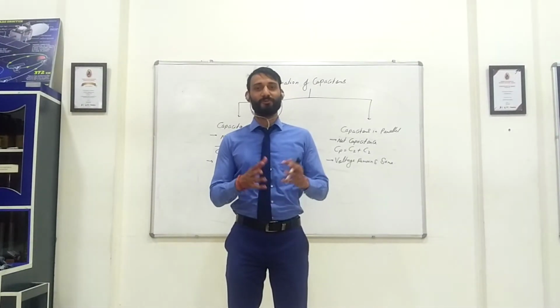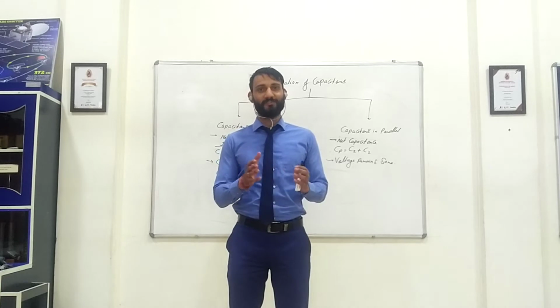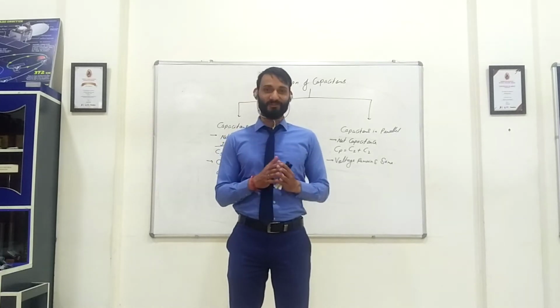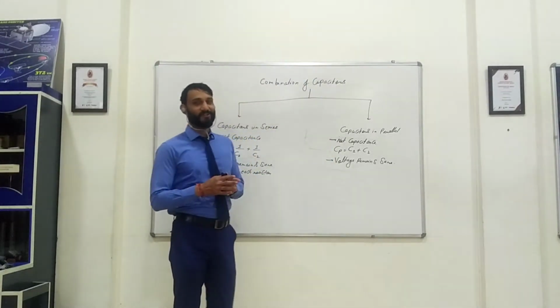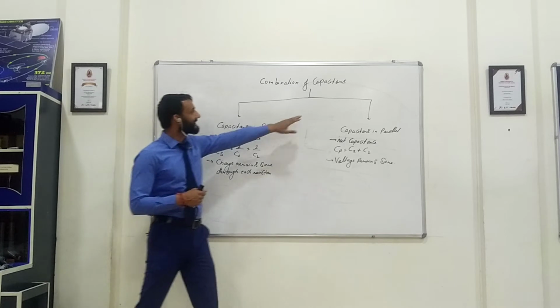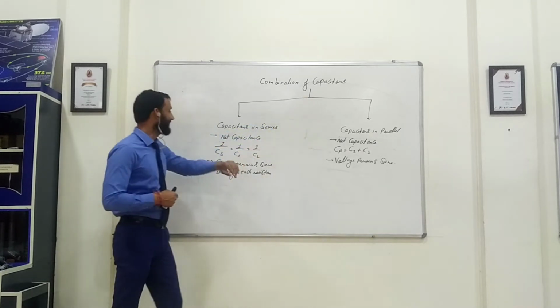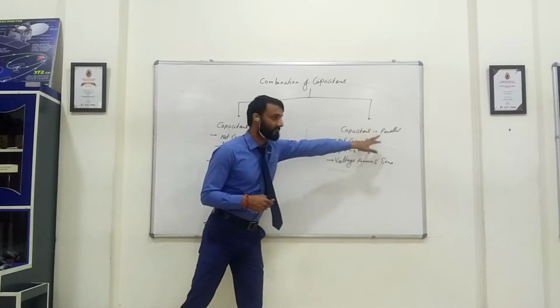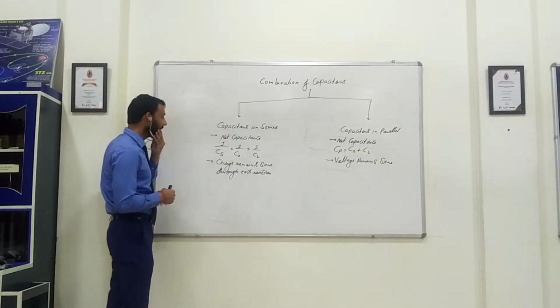Today we are going to do the last topic of the chapter electrical capacitance and of the unit electrostatics. The name of the topic is combination of capacitors. Capacitors can be combined in two ways: one is capacitors in series and one is capacitors in parallel, right?